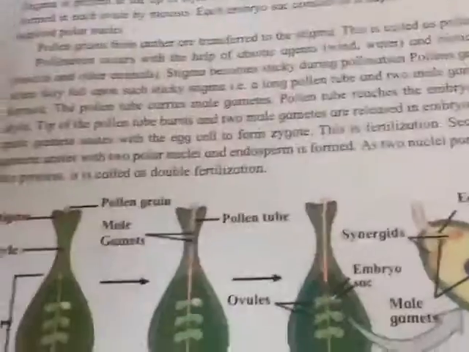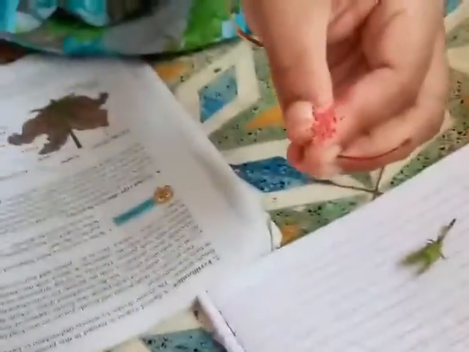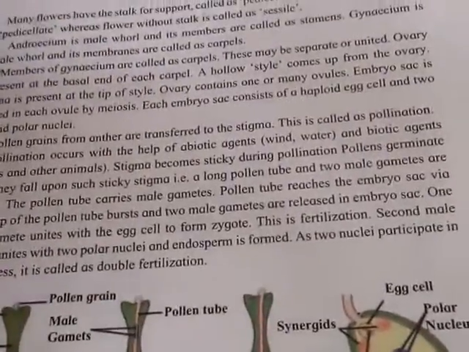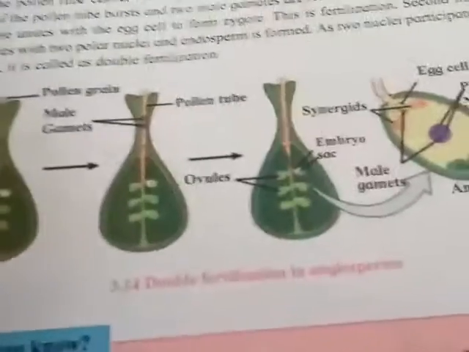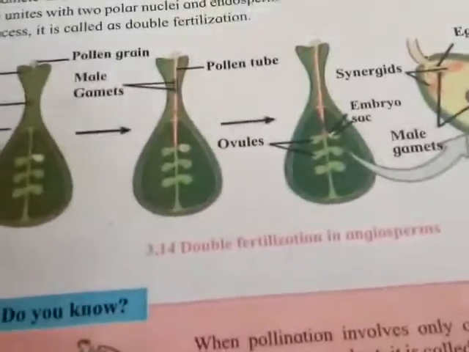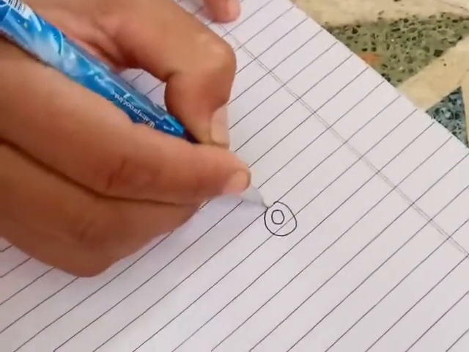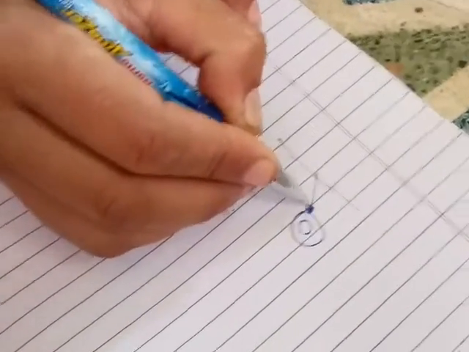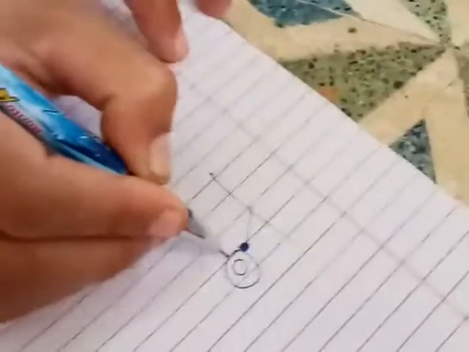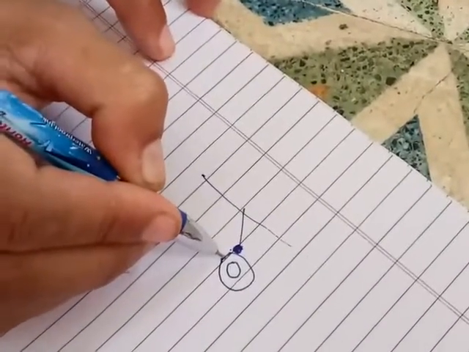Now the stigma becomes sticky during pollination. At the time of pollination, the stigma becomes very sticky, due to which the pollen grains get attached to the stigma, and the pollen germinates when it falls upon such a sticky stigma. What is germination? Some outgrowth comes out of the pollen grain. For example, this is a pollen grain, double layered as I have drawn, and now it sticks to the stigma. Now it has to germinate.